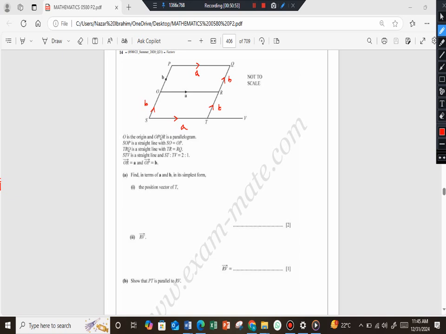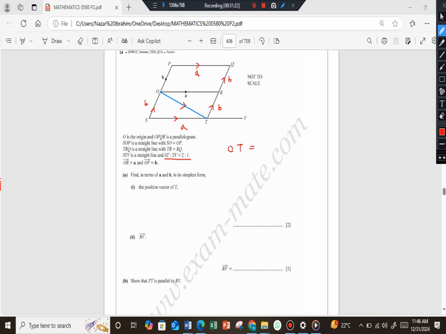STV is a straight line showing the ratio ST to TV is equal to 2 to 1. Let's see what we need to first find out. The finding part is the position vector of T. So it means O till T, this we need to find out.